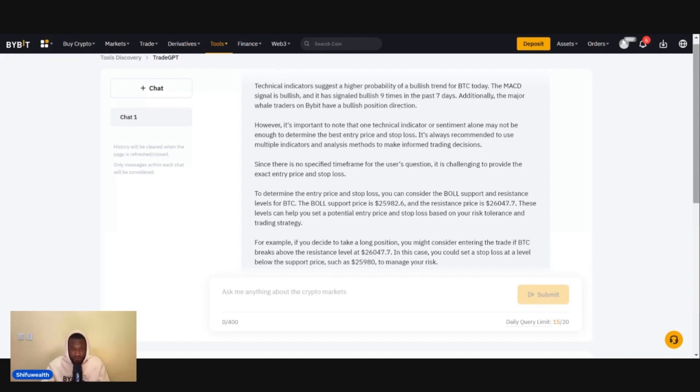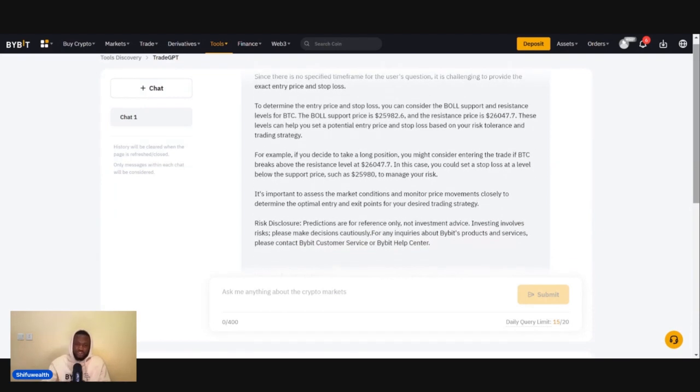Since there's no specified time frame in the user's question, it challenges you to provide the exact entry price and stop loss. But to determine the entry price and stop loss, you can consider the Bollinger support and resistance levels for BTC. The Bollinger support is 25,982 and the resistance price is 26,0547. These levels can help you set a potential entry price and stop loss based on your risk tolerance and trading strategy. For example, if you decide to take a long position, you might consider entering the trade if BTC breaks above the resistance level of 26.47. In this case, you could set a stop loss at a level below the support price of 25,980 to manage your risks. It is important to assess the market conditions and monitor price movement closely to determine the optimal entry and exit points for your desired trading strategy.